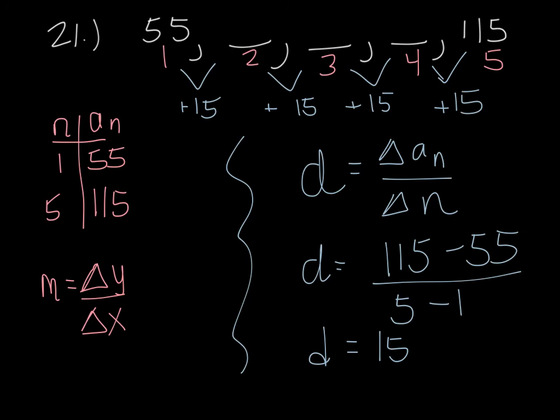So to fill in the blanks, all I need to know is that I added 15 to each term. So 55 plus 15 is 70. 70 plus 15 is 85. 85 plus 15 is 100, and those are our missing values.